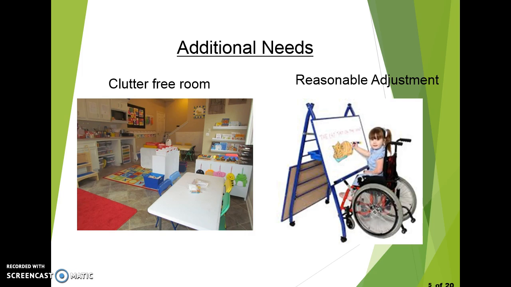Children with additional needs should also be taken into consideration when thinking about room layout. Reasonable adjustments should be made to the rooms so that children with disabilities can be included. An example of this would be if a child had a walking disability, then a reasonable adjustment would be moving the resources that a child needs downstairs instead of upstairs.